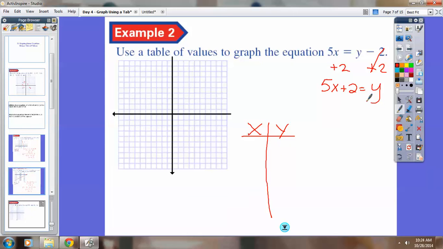Now, in order to use an XY chart, it works a lot easier if you solve for a variable. Now we can pick points. I can pick points for x. I can put anything I want in for x. And I want you to pick a variety of numbers. I'm going to start with 0, 1, and negative 1. And when I pick points for x, I can put them in and I can easily solve for y.